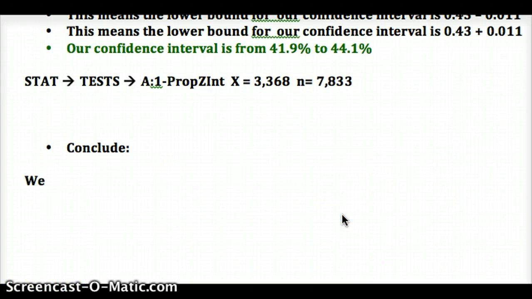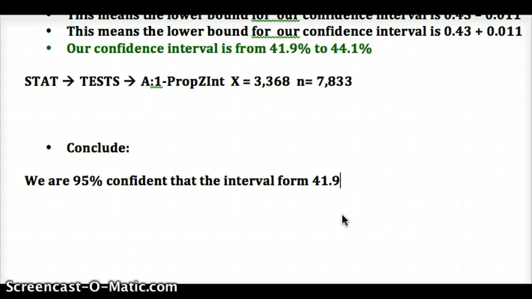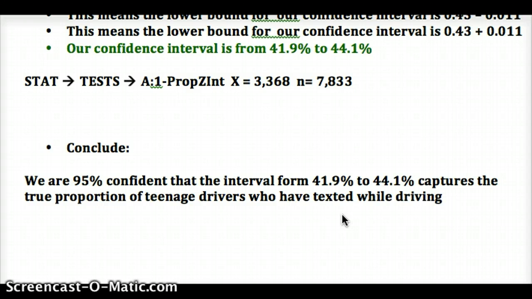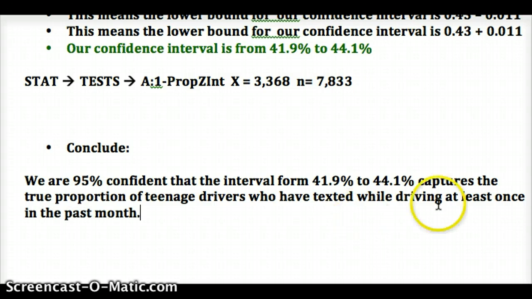So we conclude by saying we are, insert your confidence level here, 95% confident that the interval from 41.9% to 44.1% captures the true, and here's where we insert what we're describing, the variable, true proportion of teenage drivers who have texted while driving at least once in the past month. And that's how we'd wrap up one of these confidence interval questions.